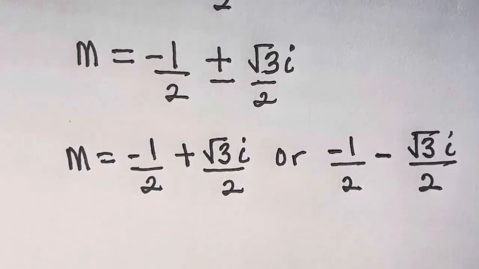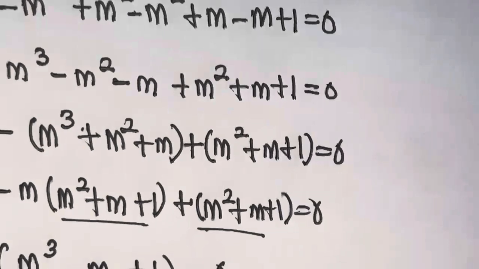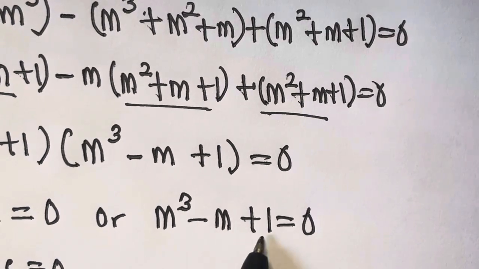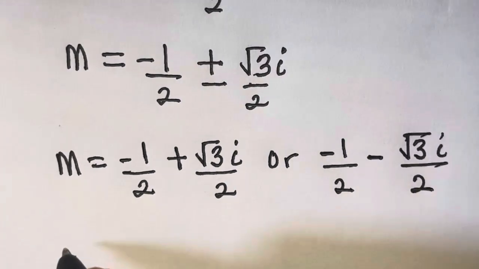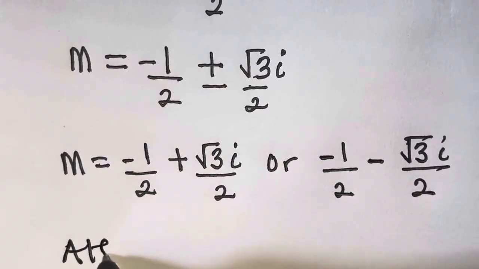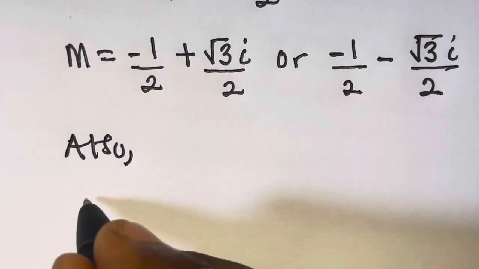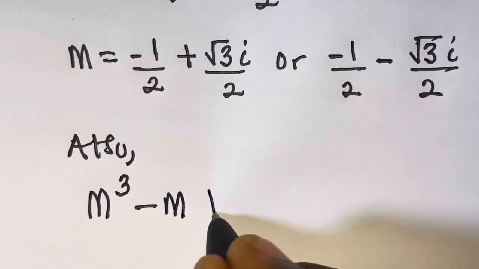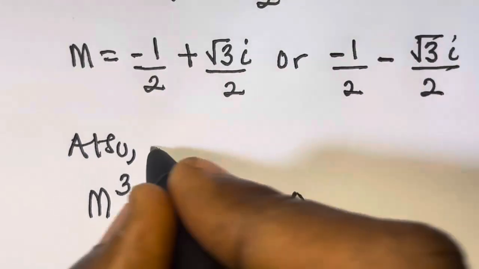Remember, this is the first equation, so we just need to solve. Our second equation is here, where we have m raised to the power 3 minus m plus 1. We have also, for the second equation, m raised to the power 3 minus m plus 1 equals 0.